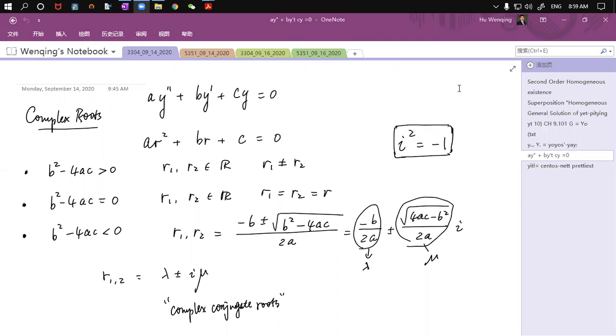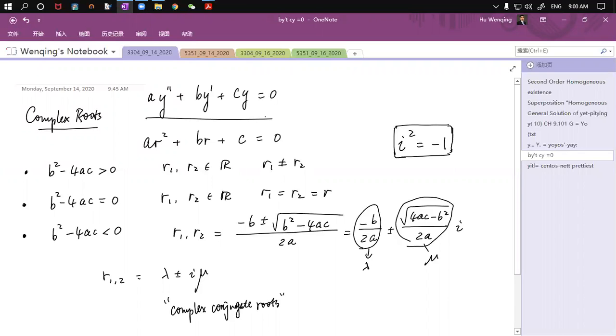Okay, so let's start today's lecture, and we'll just continue with what we have been doing last lecture. We've been talking about second order linear constant coefficient homogeneous equations. Such equations are going to take the form ay double prime plus by prime plus cy is equal to 0, just like what has been shown here.